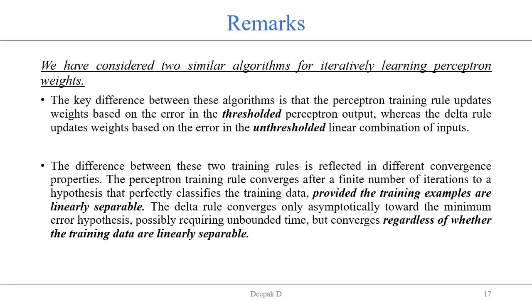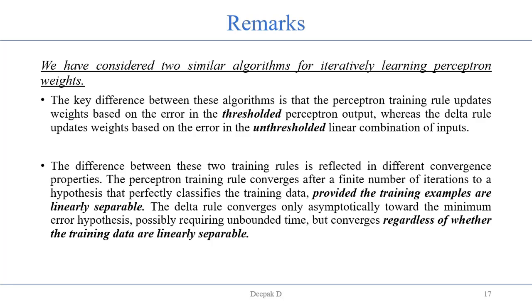Let's see some remarks on what we have discussed so far. We have considered two similar algorithms for iteratively learning perceptron weights. One of the key differences is that the perceptron training rule updates weights based on the error in the thresholded perceptron output, whereas the delta rule updates weights based on the error in the unthresholded linear combination of inputs. This is one of the major remarks.